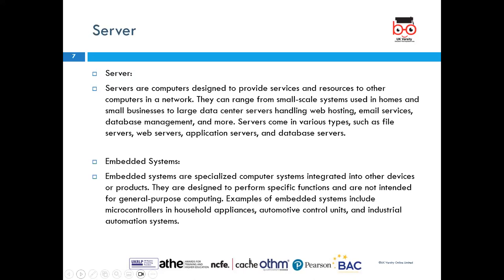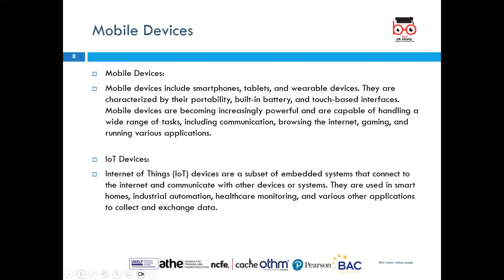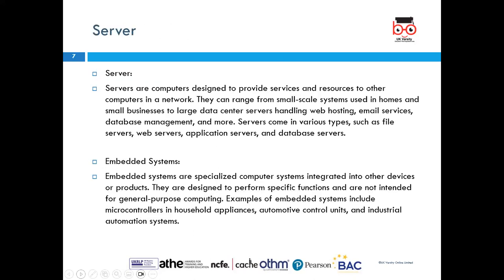Also, we have embedded systems, which are computer systems integrated into other devices or products. So it is basically software which is installed. As a company, we have a product, we have a software, and we deliver it to our customers, our stakeholders, and it can be installed and used by them. So embedded systems are pre-made systems for a specific use, and they'll be installed into our clients' computers. Right. Okay.